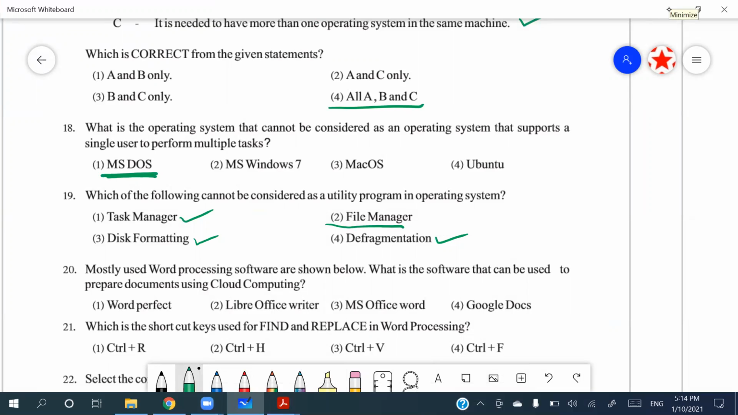Right, but file manager, application, yeah, it can be taken as an application one, yes.